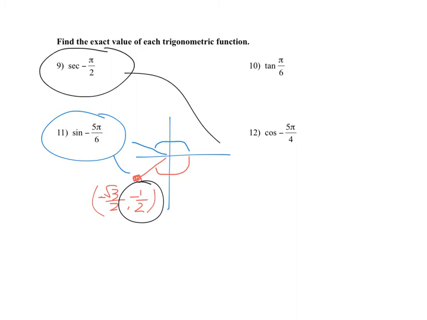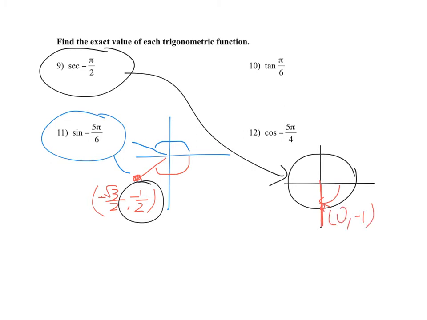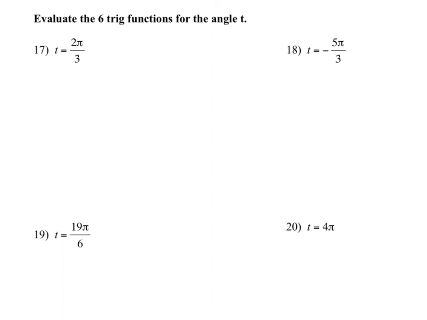Number 9, if I wanted to do the secant of negative pi over 2. That is here. That point is 0, negative 1. Secant is the same thing as 1 over cosine. So if I apply that to this, that's going to be 1 over 0, which is undefined. No way, Jose.